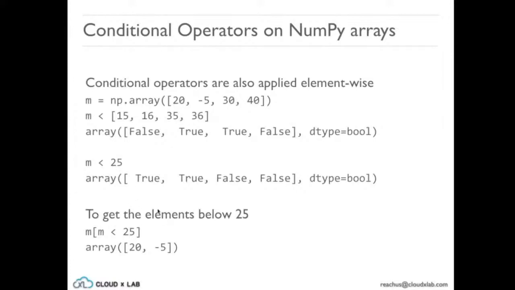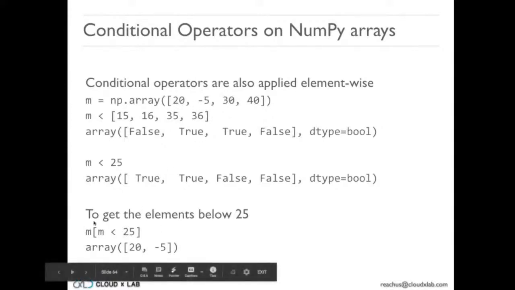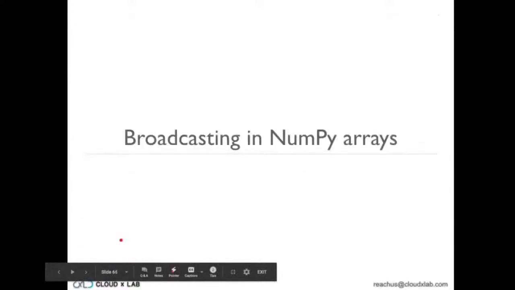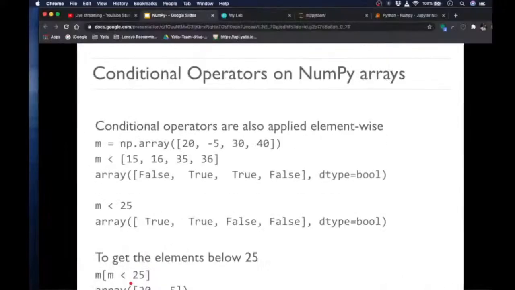What I can also do is this comparison, m is less than 25, where I just want to find the items in m whose individual values are less than 25. I can use this also. For example, I take m and ask for the values less than 25, and I would get something like this. We will see that before we go to broadcasting.